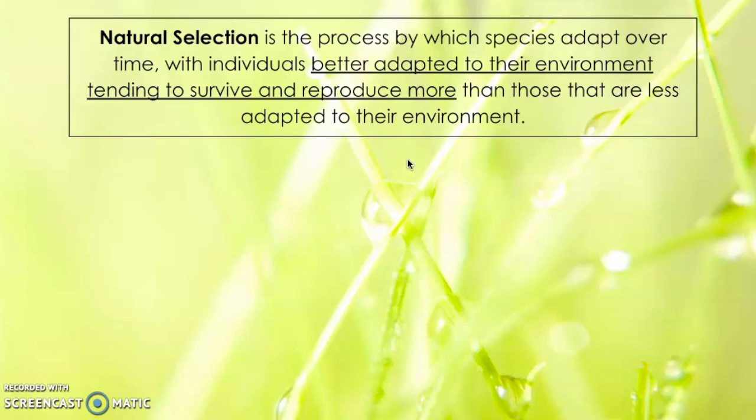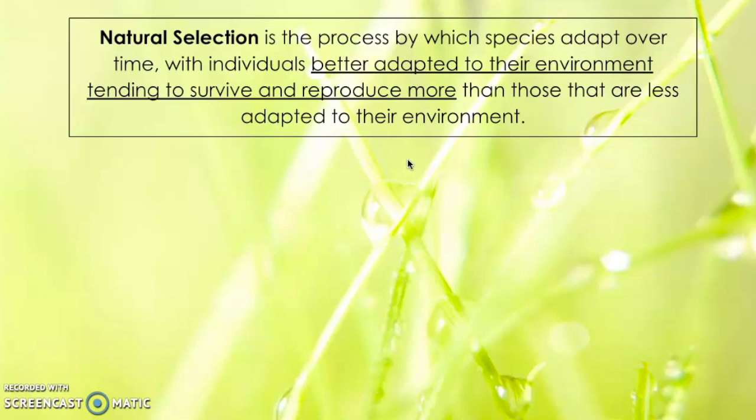You may have heard survival of the fittest in the past. This is a simple way of describing natural selection, meaning that those that are most fit or best adapted to their environment are going to survive and reproduce, whereas those that are not well adapted to their environment are much less likely to survive and reproduce and pass their genes on.